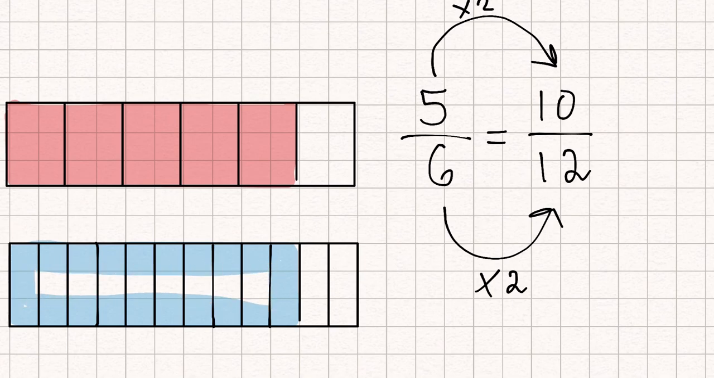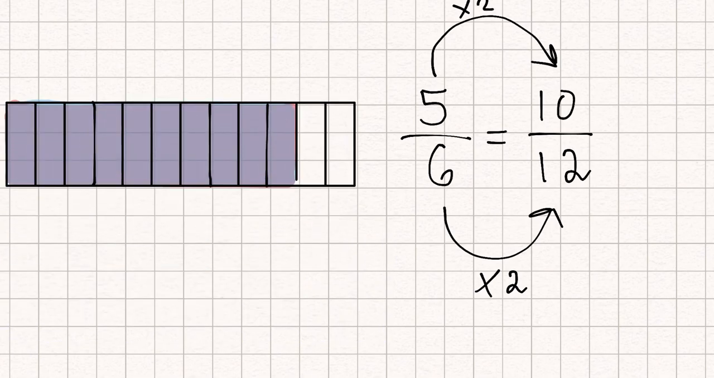All right, there's 10 pieces, and let's line them up and see if we got it. We did, purple. They line up perfectly. So what we've done here is we've proven that if you multiply or divide the numerator and the denominator by the same value, you'll get an equivalent fraction.